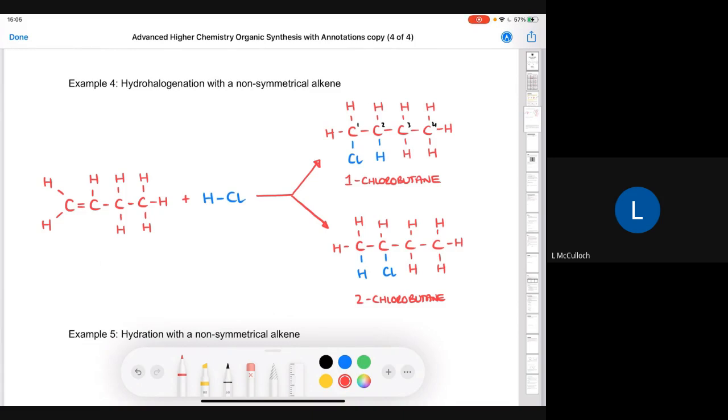Now, I'll give you a wee moment just to make sure that you have hopefully had enough time to copy that diagram in.